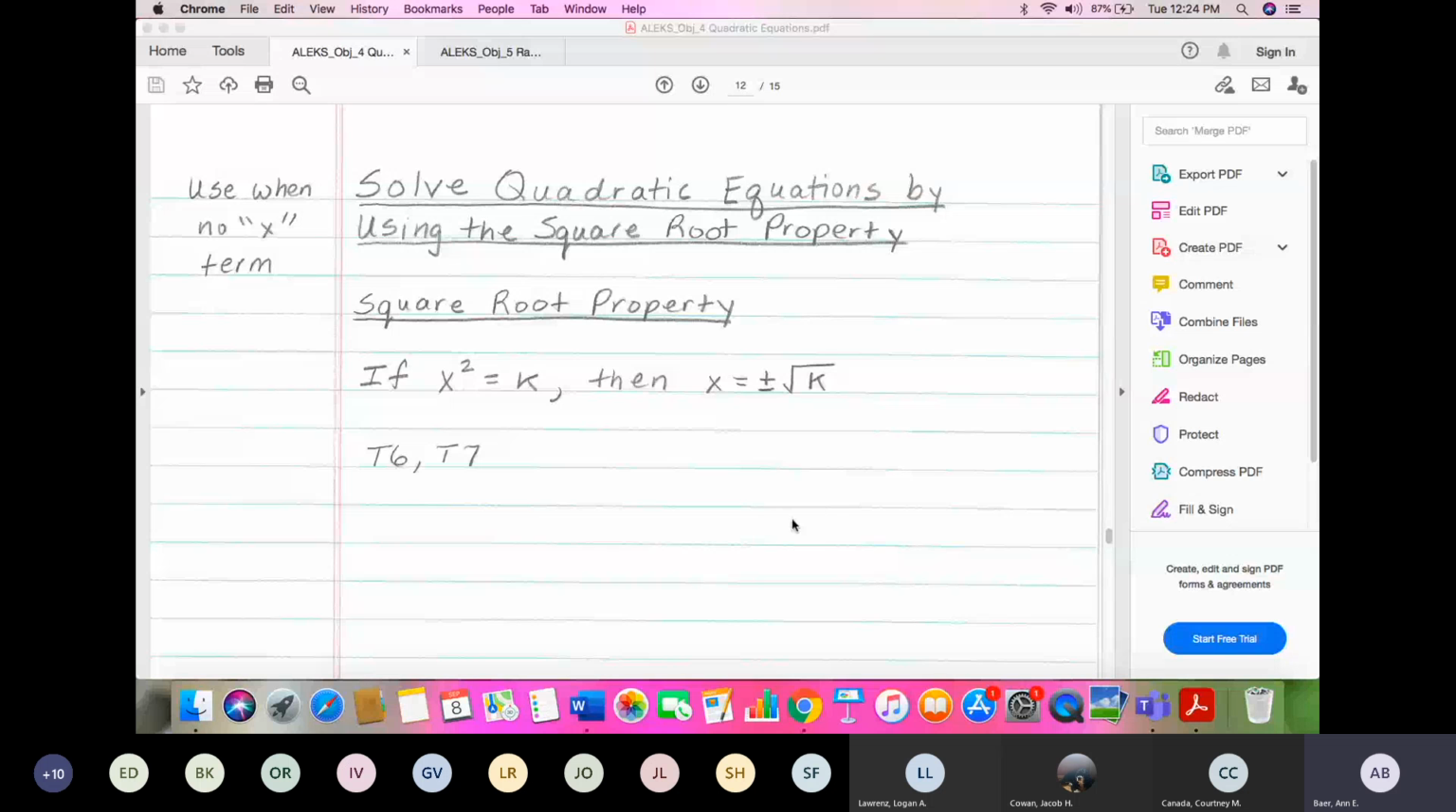So let's talk about solving quadratic equations by using the square root property. So what we did last time was some of the more challenging topics. And I do definitely encourage you to all work on these objectives as soon after class as possible. Number one, you're probably going to remember more. Number two, it gives you more time to seek help on the topics you find the most challenging.